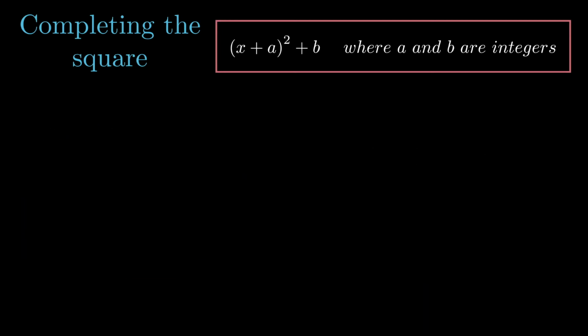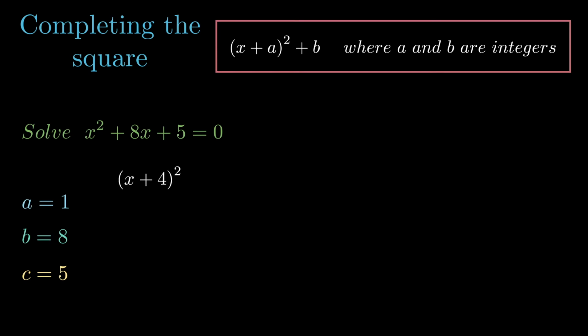Now we can move on to the second question. This question is solve x squared plus 8x plus 5 is equal to 0. So a is equal to 1, b is equal to 8, and c is equal to 5. And that's our first step. The next step is we have to half b, and half of b in this case is 4. So we have in the brackets (x plus 4) squared.